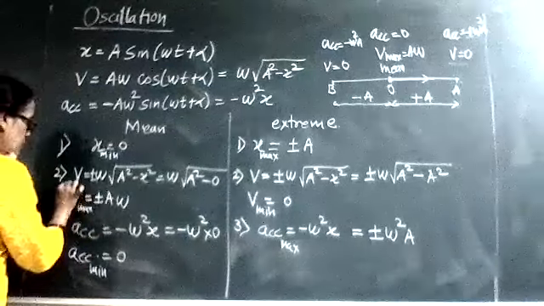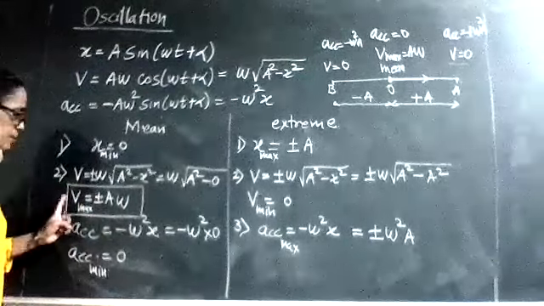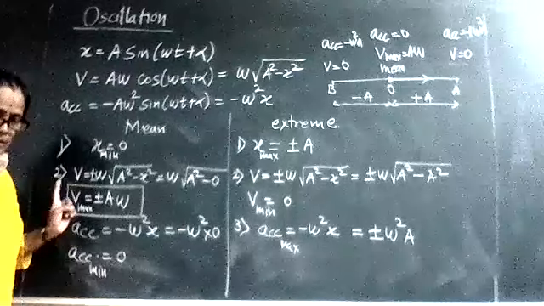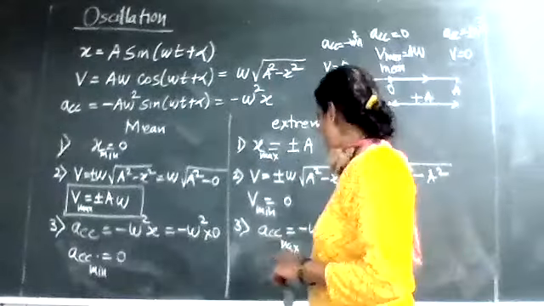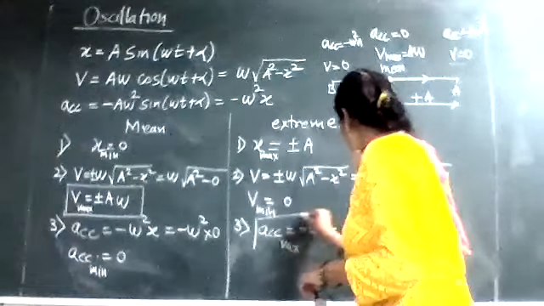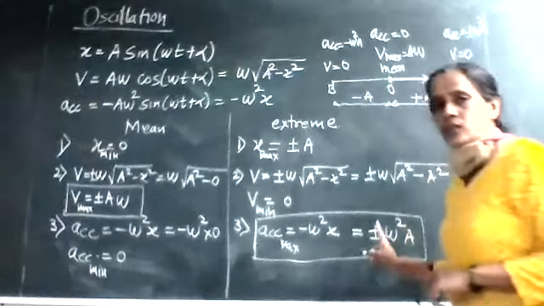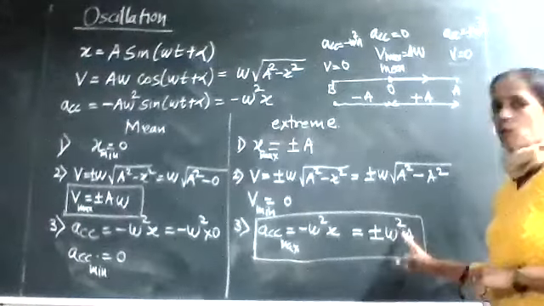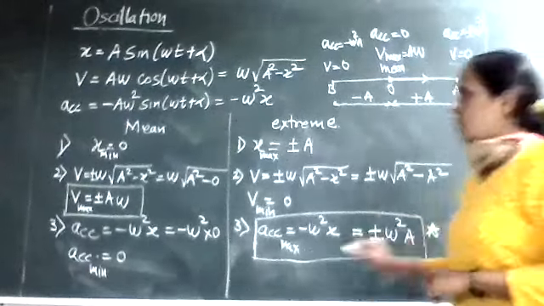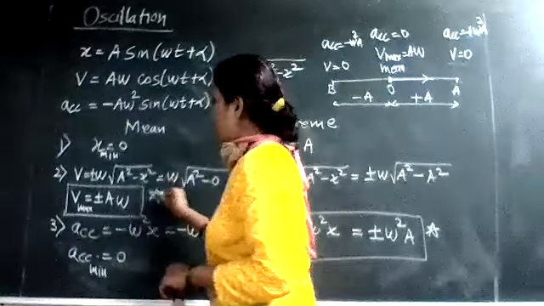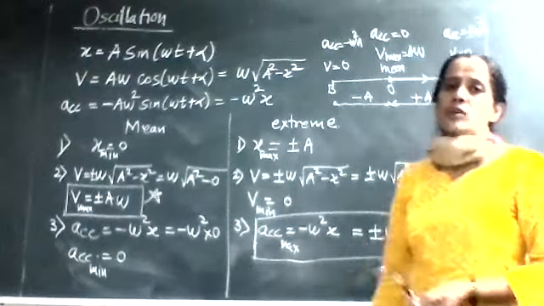Now these important formulas you have to remember. What is the formula for V max? Velocity maximum is equal to A omega. What is the formula for acceleration maximum? Acceleration maximum is equal to plus minus omega square A. These two formulas are very, very important for your numerical problems, 1 mark questions, as well as for your test questions.